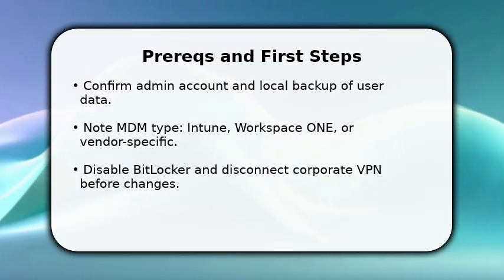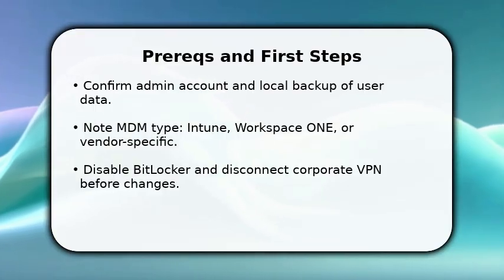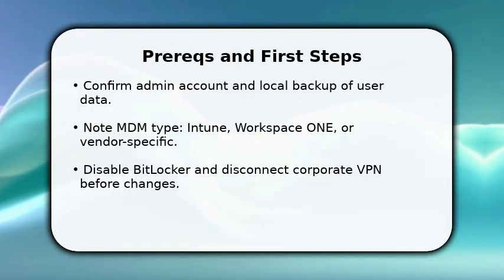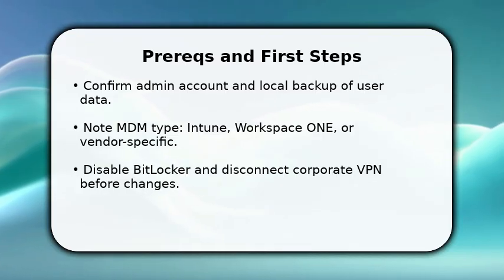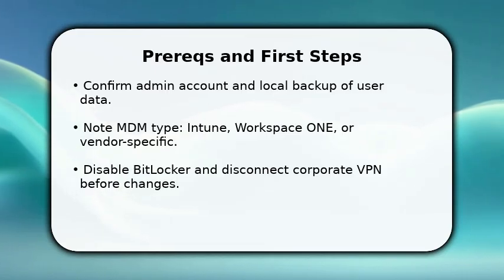You start by confirming you have a local administrator account and a verified backup of important files. This reduces risk if something goes wrong. Next, identify the MDM provider, Intune versus third-party, because removal commands differ. Then disable BitLocker and disconnect any corporate VPN so device policies won't reapply.